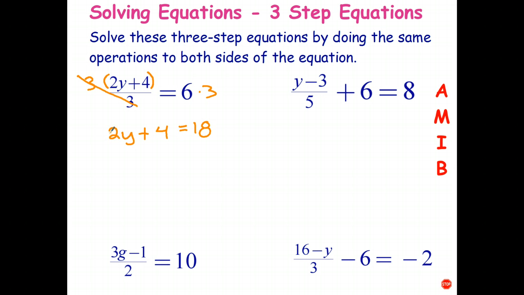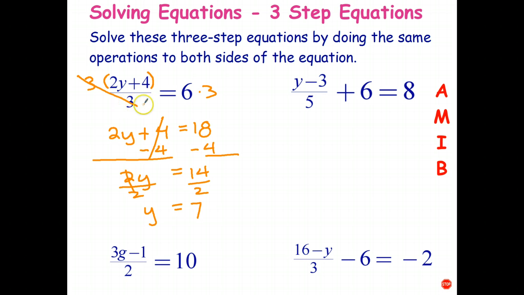And you've seen equations like that before, so this should now be pretty simple. First, we have to undo the adding, giving us 2y equals 14. And then divide both sides by 2, and y equals 7. Okay, quick check. 2 times 7 is 14. Plus 4 is 18. 18 divided by 3 is 6. So that checks.